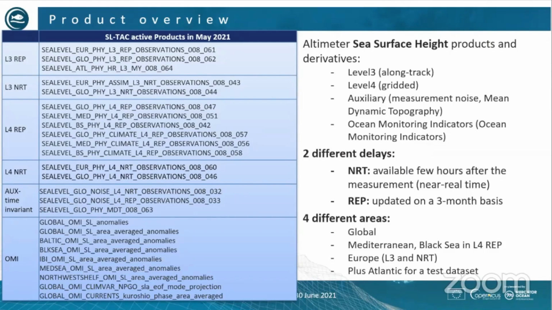You've got the reprocessed and the near real time, the level 3, so the along track data, and the level 4, the gridded data. You see, you've got different areas. For the reprocessed data, you've got a Mediterranean area, while for the near real time, you've got only a European area, where you have also European seas. You also have the ocean monitoring indicators, like the anomalies and the sea level variability, for global, Mediterranean, Black Sea in reprocessed, Europe in near real time, and there's a test data set with the Atlantic.